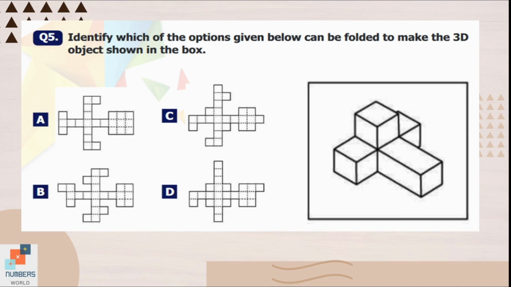Question 5. Identify which of the options given below can be folded to make the 3D object shown in the box. So if we look at the top of the 3D object, when we open it in the form of a net, there will be a visible separate square in the middle due to the shape of the 3D object. So that is available only in option C. So this is our answer because it is not present in the rest of the 3 options. There is a square in option D, but that is at the side, but we need it in the middle. So option C is our correct answer.